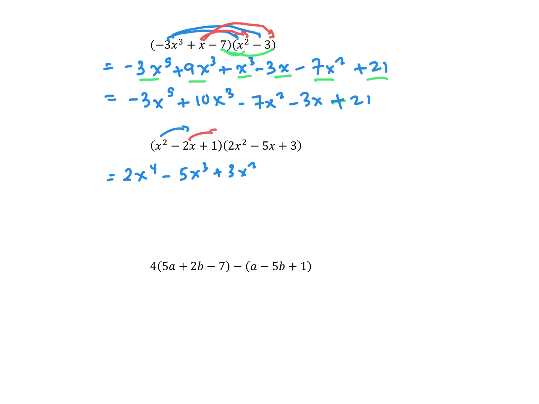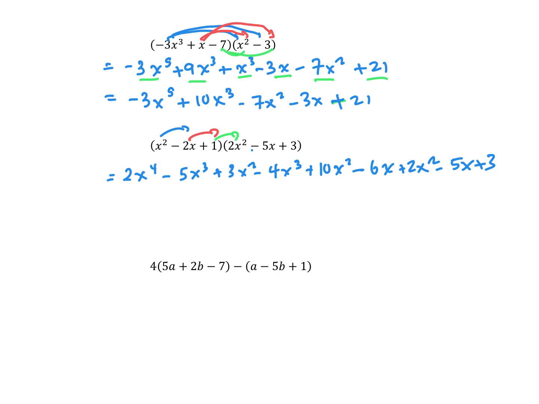Then we've got negative 2x times all 3 terms. So we've got negative 2 times 2 is negative 4, and we would have x to the 3. We've got 1 plus 2 is 3. We would have negative 2 times negative 5 is positive 10, x to the power 2. And then we have negative 2x times 3 is negative 6x. And then finally, we've got this 1 times all 3 terms. So we've got 1 times 2x squared, 1 times minus 5x, and 1 times 3. So that's quite a long one.